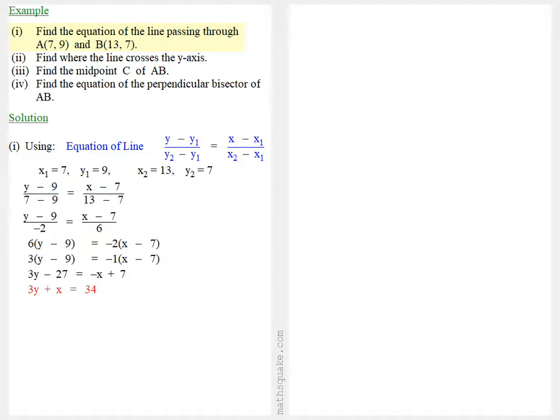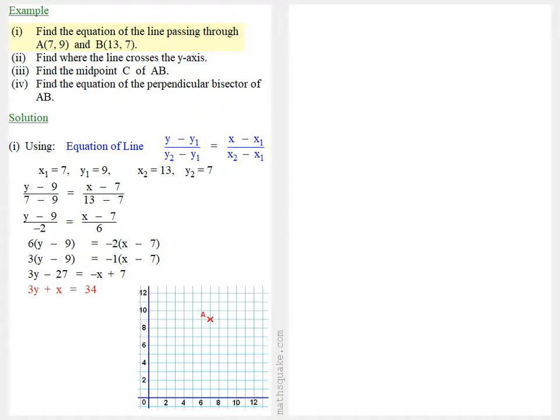Now we can see what this looks like by drawing a graph. We can mark the points A (7, 9) and B (13, 7), and then draw the line going through them. Now in part 2, we're asked to find where the line crosses the y-axis. Well, if x is equal to 0, then the equation 3y plus x equals 34 becomes 3y equals 34, and so y is 34 divided by 3, or y is 11 1/3. So it crosses the y-axis when y is 11 1/3. And this appears about right when we look in the diagram.